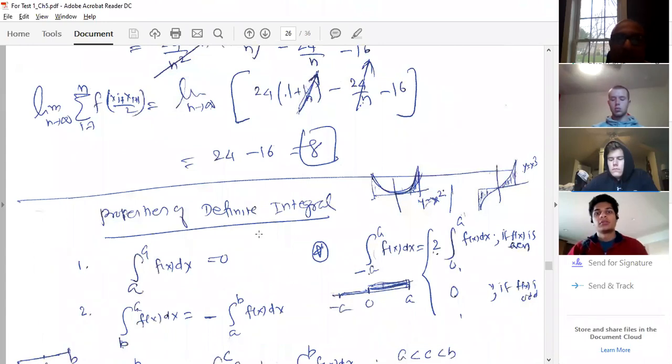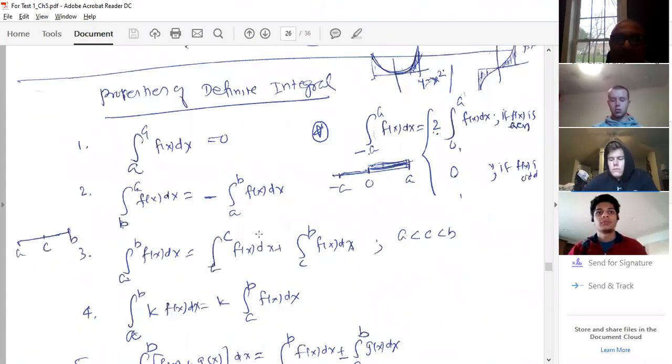Okay, so now let's continue with properties of definite integral. Integration from a to a means we are not given any region, it's just one line. Integral from a to a of f(x) dx, there is no area, so it is 0. Whenever the lower and upper limits are the same, the integral is 0.